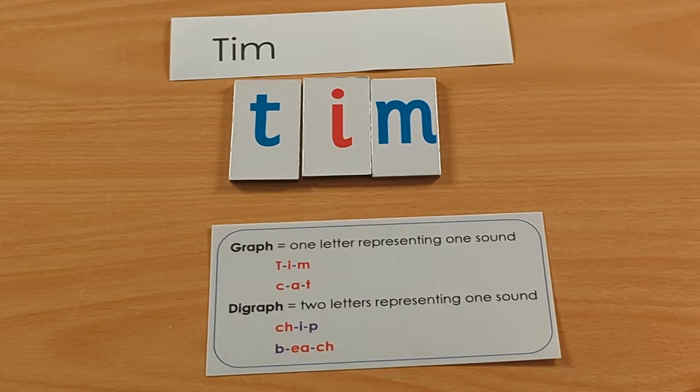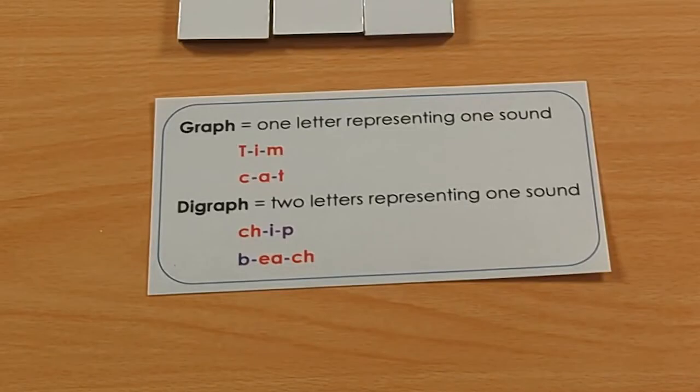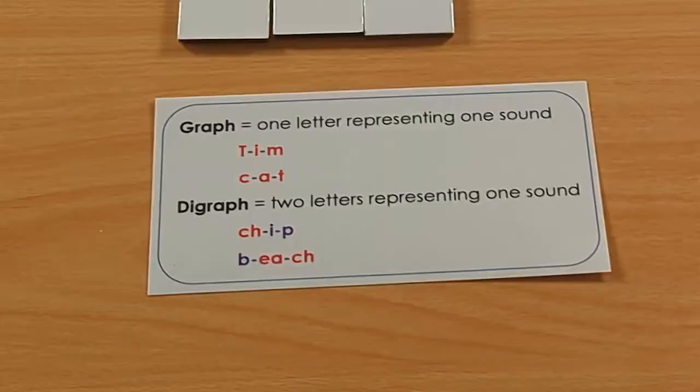T, I, yeah, or the word cat. K, at. Great. Now, digraph, di means two, so it's two letters representing one sound. Just like the CH in this word, chip. Ch, I, P. Excellent. And in this word, we've got two digraphs. B, I, ch. Excellent, well done.